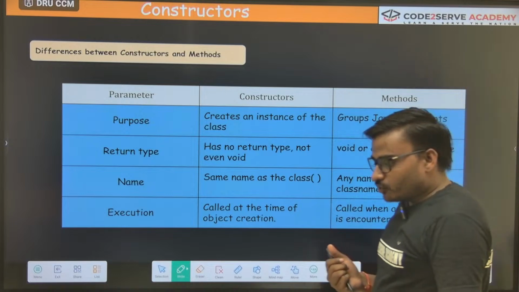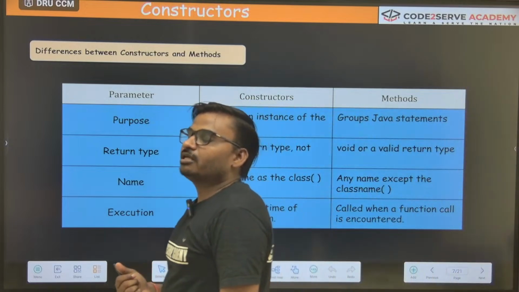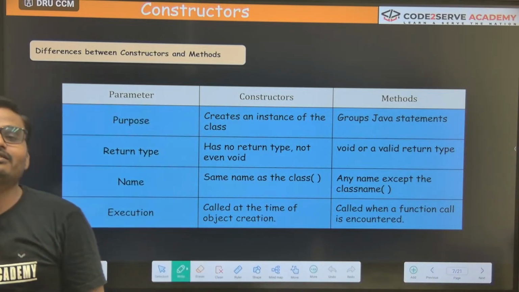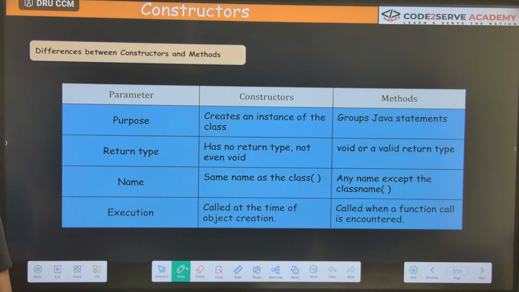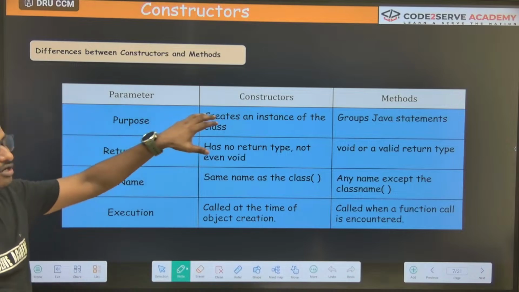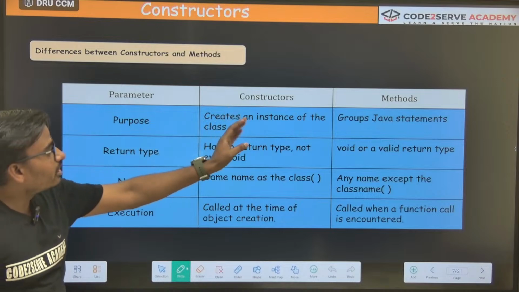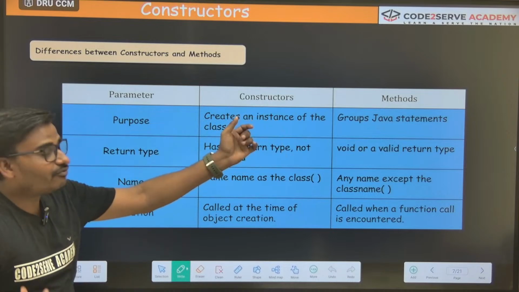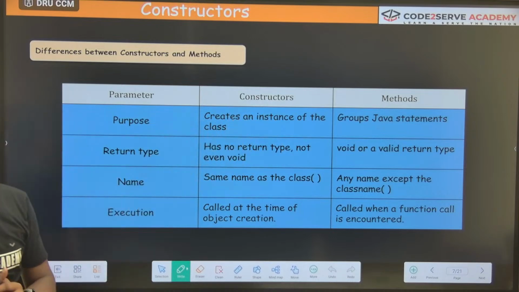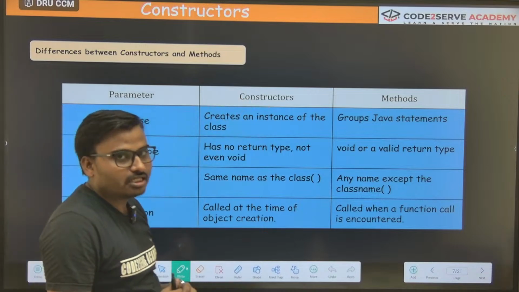So I was telling you, the constructor is pretty much similar to functions, but there are some differences. So what are those? Let us have a look over here. So what is the purpose? Why do we create a constructor? So a constructor creates an instance, that is, we create an instance of a class. The purpose is to create an instance of the class. But what is the purpose of a method?